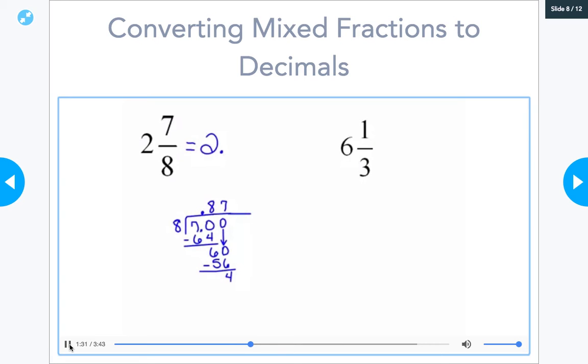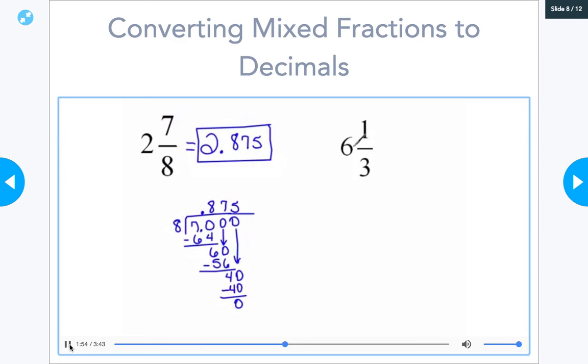So now we need to keep going. We can add another 0 so that we can have that to drop down. 8 will go into 40 5 times. 5 times 8 would be 40. So now we have no more remainder. We're done. So this would be 2.875 in its decimal form.